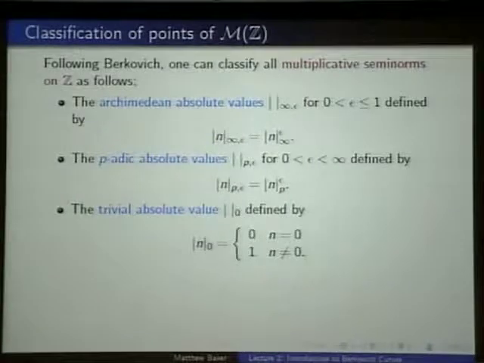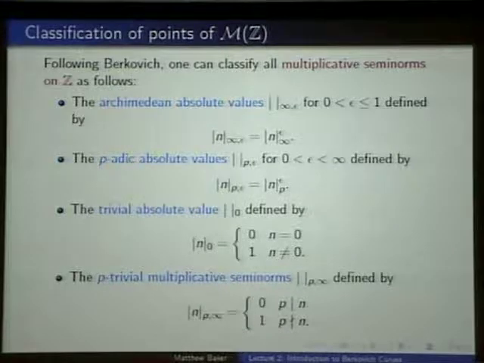And you've got, of course, the trivial absolute value, which is 1 if you're not 0 and 0 if you're 0. And you've got these p-trivial multiplicative semi-norms. These are maybe the ones that you wouldn't have thought of before, which are 0 if p divides n and 1 if p does not divide n. And this is easily verified to be a multiplicative semi-norm, but note this has a non-trivial kernel, unlike these. These are all actually norms, multiplicative norms, but this is just a semi-norm. So these are kind of the analog of the type 1 points, actually.